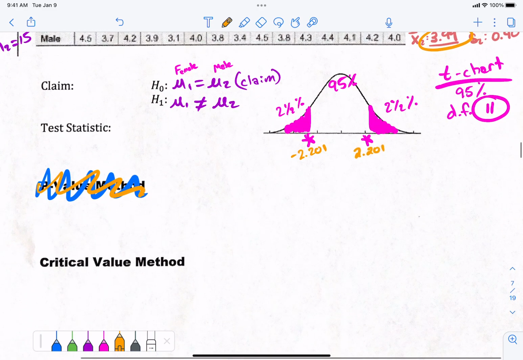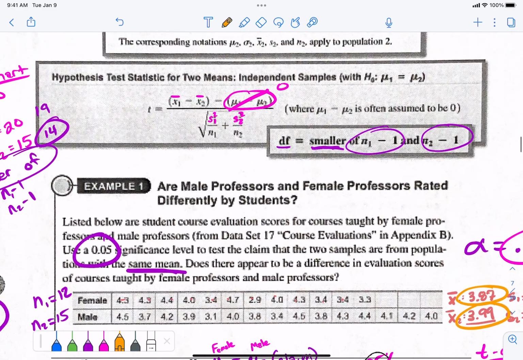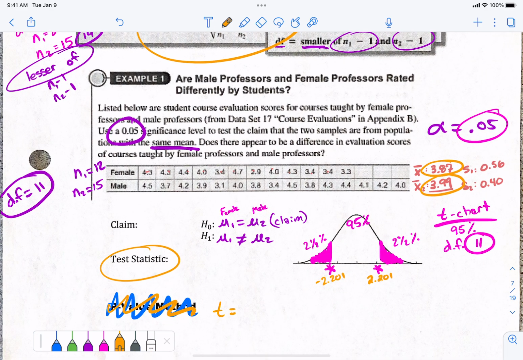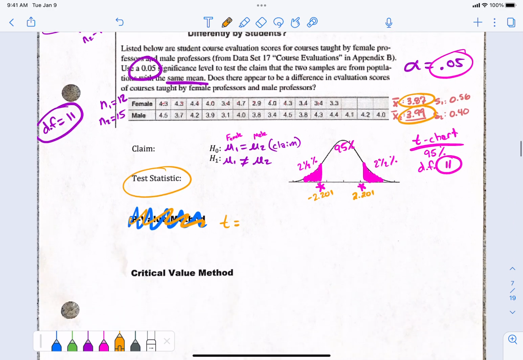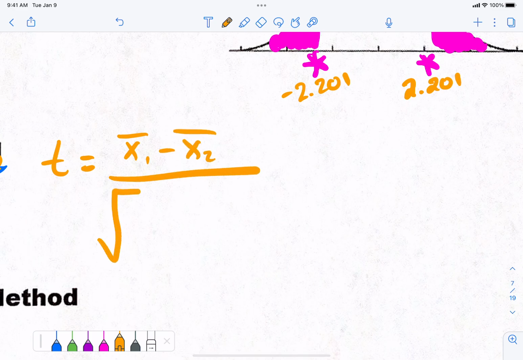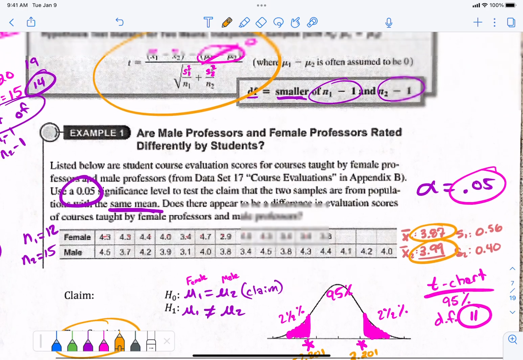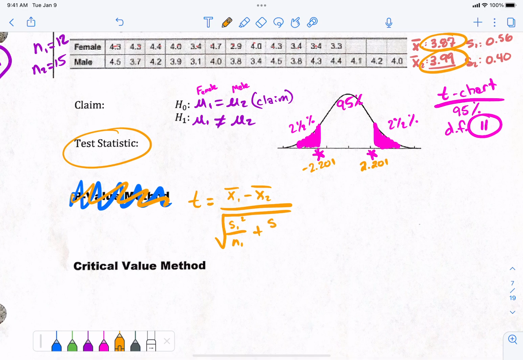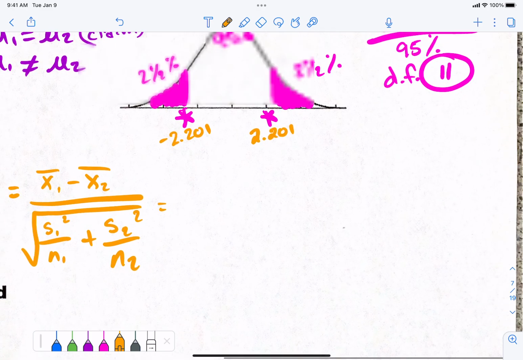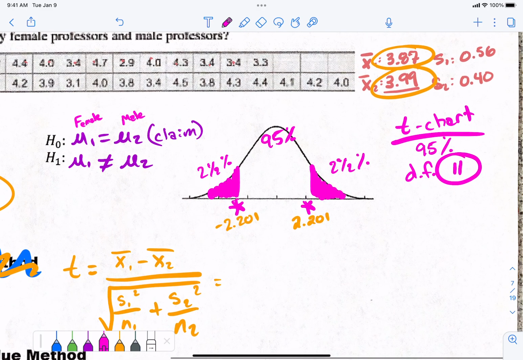So here we go. We have to do our test value, and that's where the formula comes into play. That's this guy right here. So T is equal to, I'm going to put him right here at the bottom. Do you want me to write the formula out? X1 bar minus X2 bar over the square root of S1 squared over N1 plus S2 squared over N2. All right, now let's plug our numbers in. What is X1 bar? 3.87 minus 3.99.